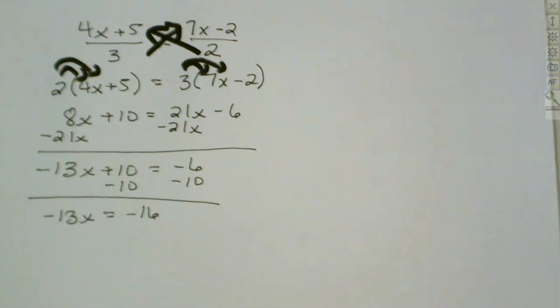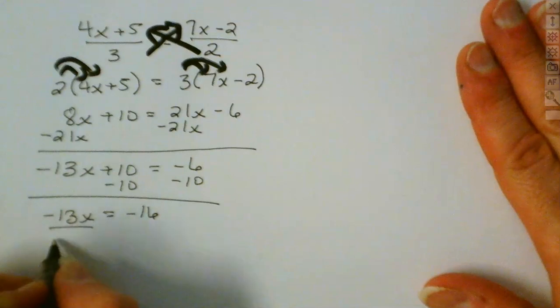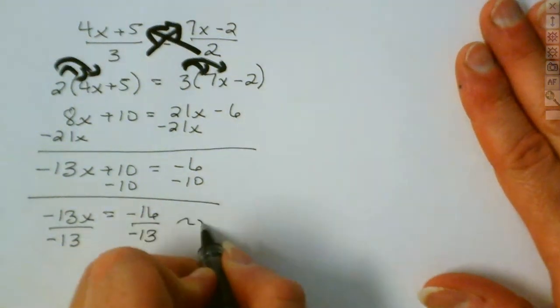How do we finish this out? Last thing we always do is our division, right? Now, what happens when we divide by that negative? Yep, it makes it positive, right? Because negative over negative makes it positive. So we're going to divide both sides by a negative 13.